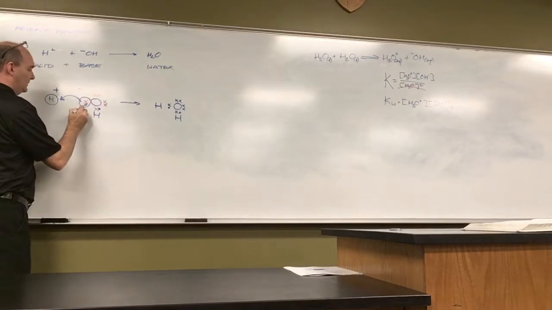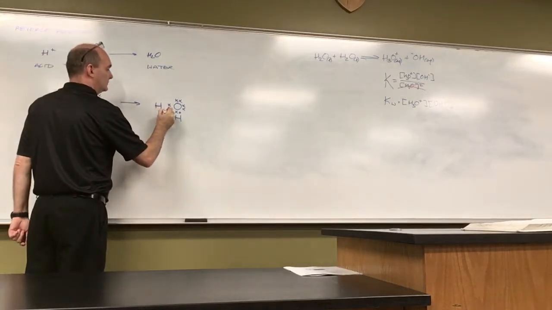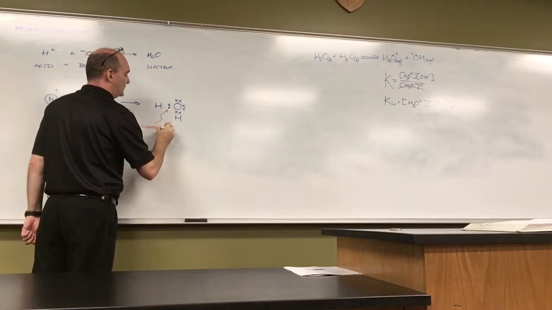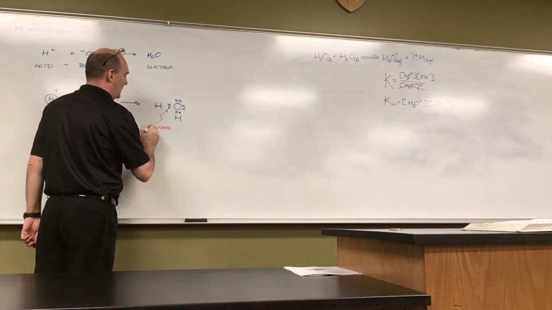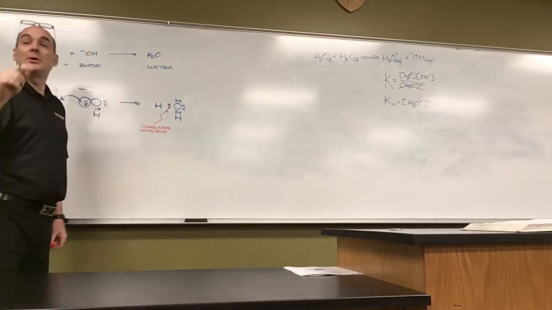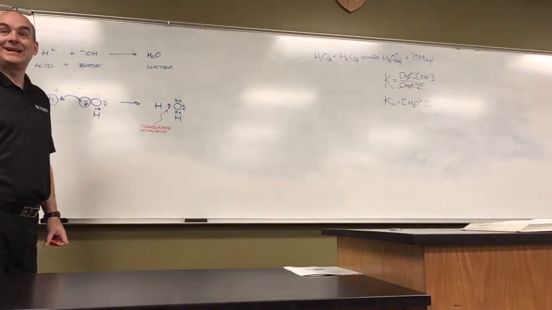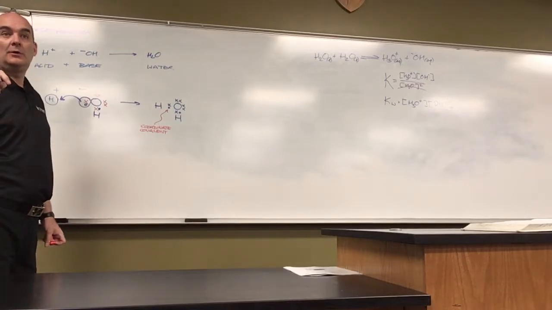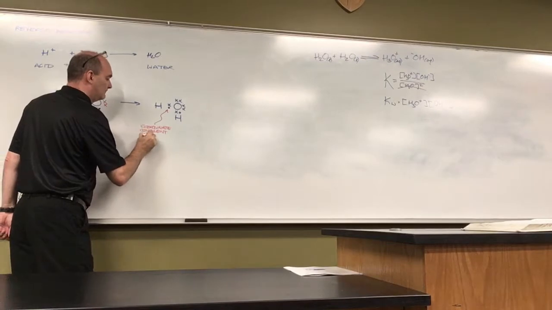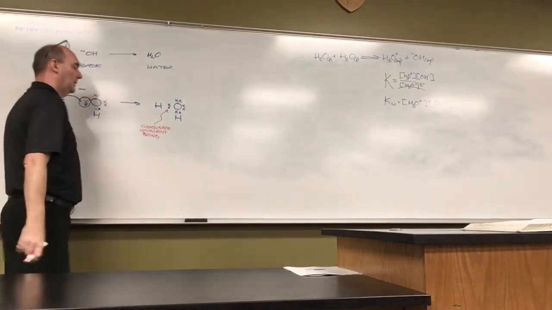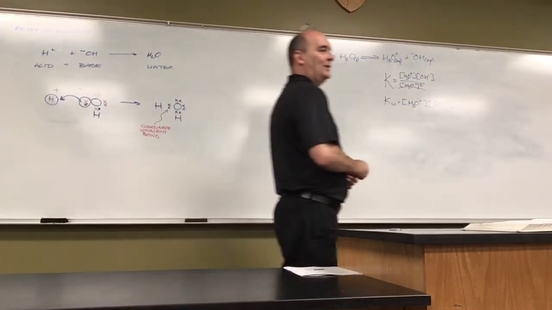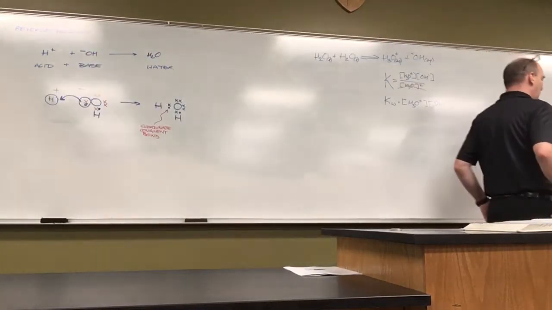So this becomes a coordinate covalent bond. That is two electrons shared between two atoms, but both of the electrons started life on one of the atoms. Okay. What were our definitions of an acid and a base?